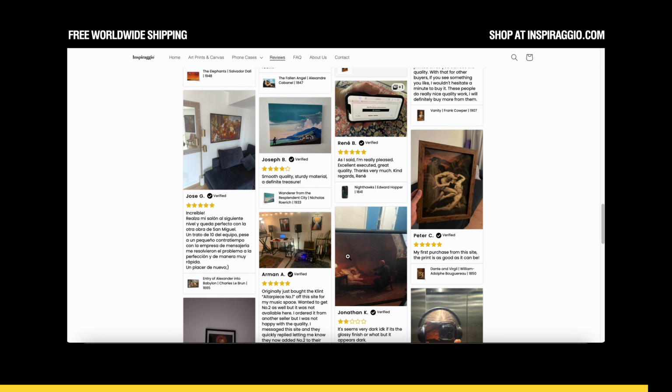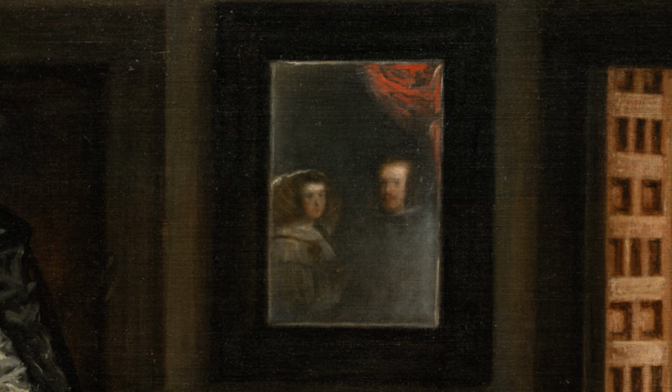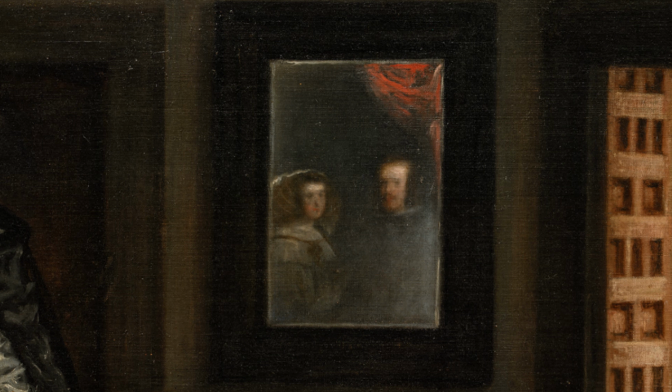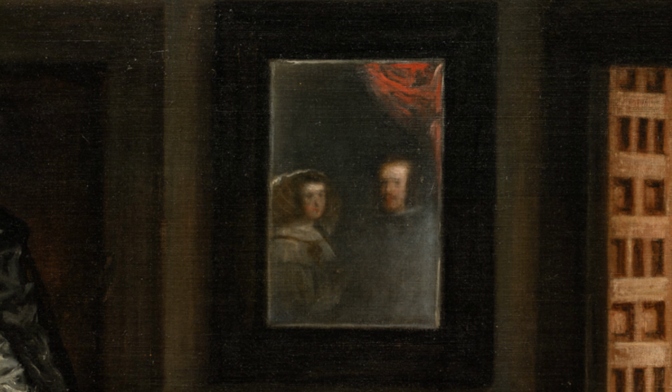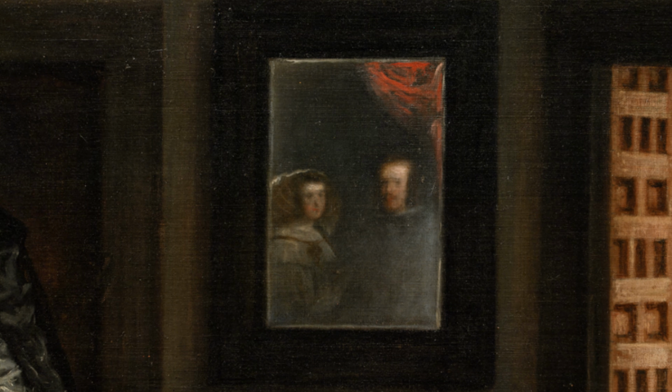Now then, let's continue. At the center of the composition, just above the Infanta's head, there's a mirror. In it, we see the reflections of King Philip IV and his wife, Queen Mariana. Some have interpreted this as just another painting hanging on the wall, but the silver frame and the way it catches the light while the surrounding objects remain in shadow, make it quite clear that it's a reflective surface.